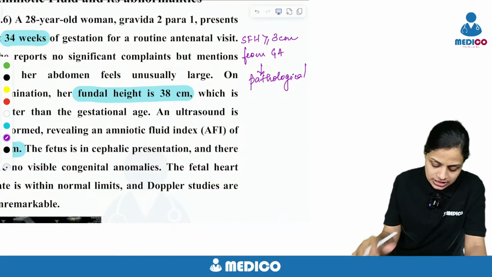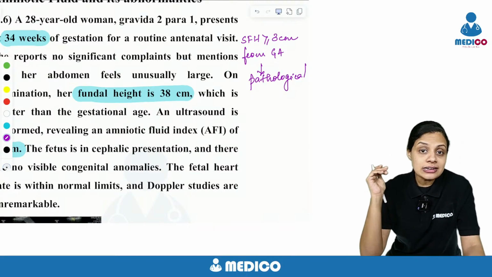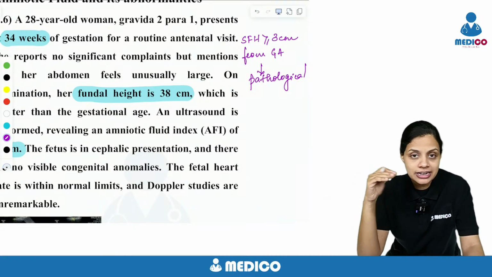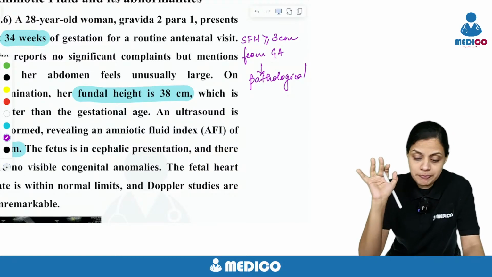Here what do we see? She is 34 weeks, her fundal height is 38 centimeters. That is, there is a disparity of 4 centimeters between the gestational age and the SFH. That means there is some pathology here.